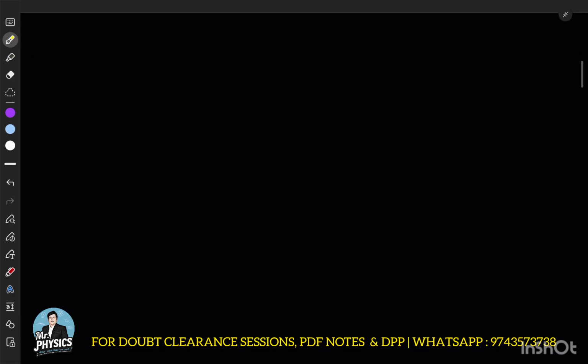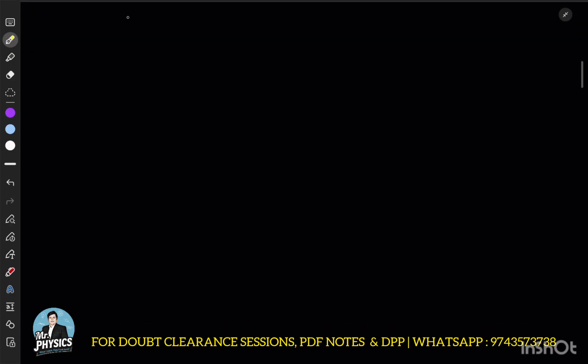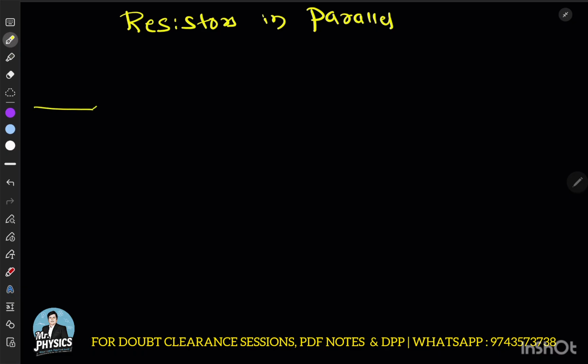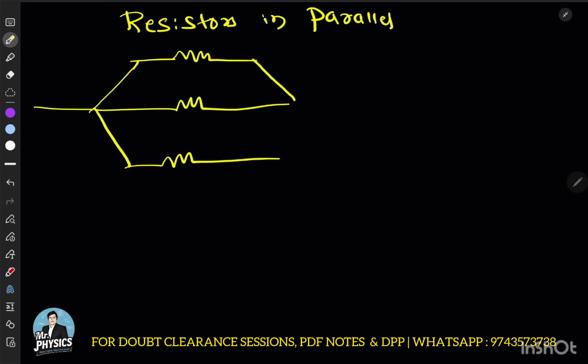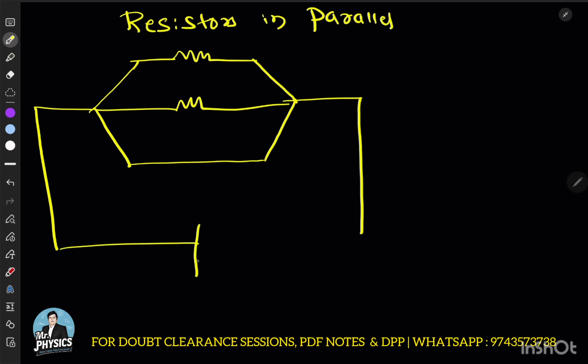Further, we are moving to the next part of today's video, that is resistors in parallel. So here in parallel combination, the rule is: a number of resistors are said to be connected in parallel if every end of each resistor is connected to the same common point, and these are those common points. Now, any point we can take, left and right, as a common point.